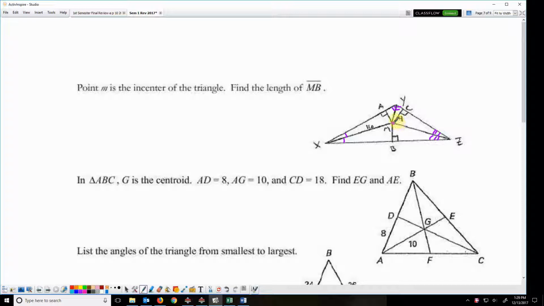Where the angle bisectors meet is equidistant from the three sides of the triangle. So that means that MA is congruent to MB and to MC. So those are all three the same length. So MA, MC, and MB are all 4. So the length of MB is 4.